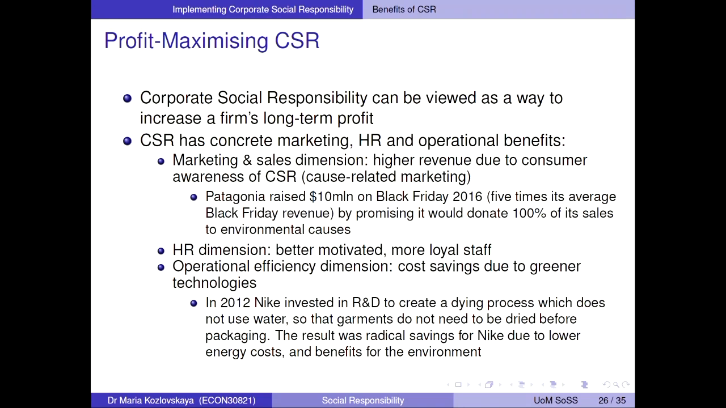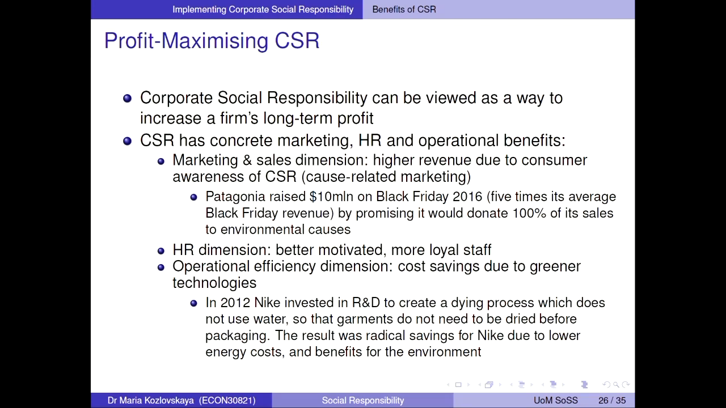For example, a couple of years ago, a clothes producer, Patagonia, raised £10 million on Black Friday by promising to donate 100% of its sales to environmental causes. Of course, you can't earn very much money if you donate 100% of your revenue to environmental causes, but it just shows the potential magnitude of this effect. People were buying, even though the prices didn't change compared to last year, they bought 5 times more from Patagonia because it cared about the environmental cause.